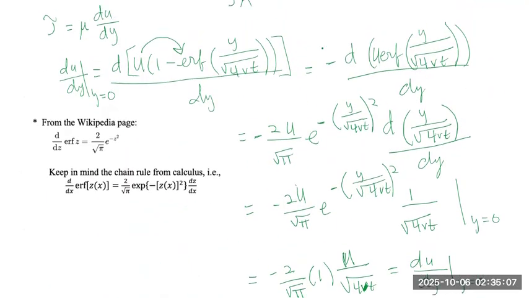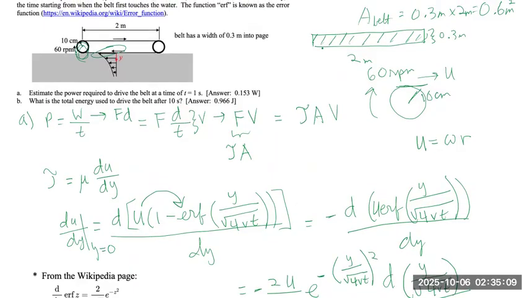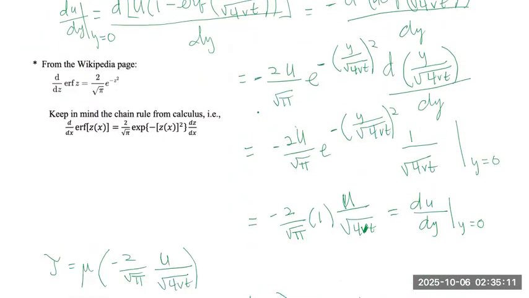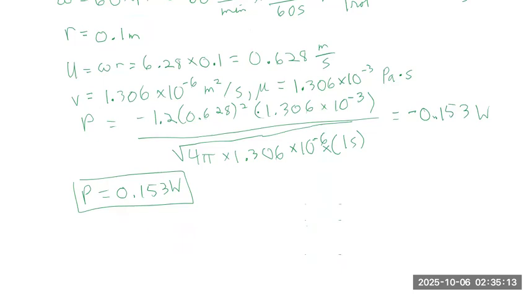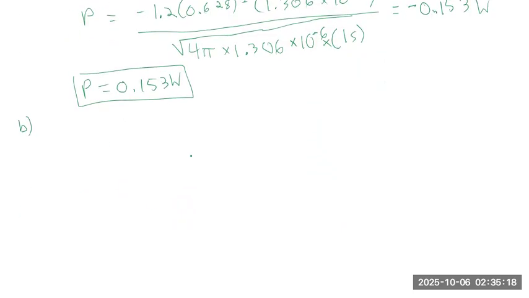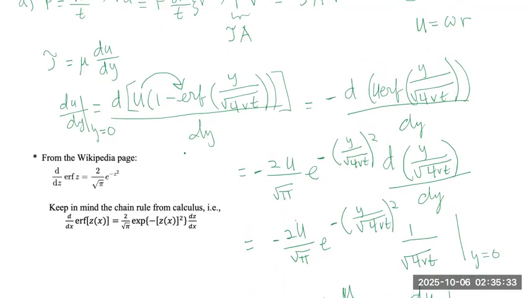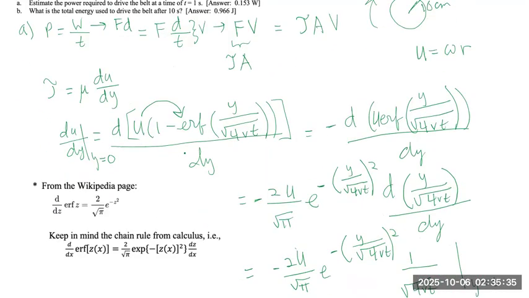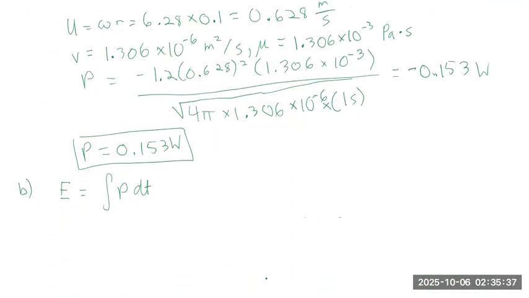Now, let's solve part B. What is the total energy used to drive the bell after 10 seconds? This is now easy because energy E is equal to the integral of the power over dt, where dt is a differential time, and t is from 0 to 10 seconds.